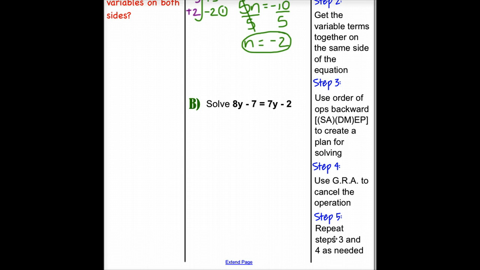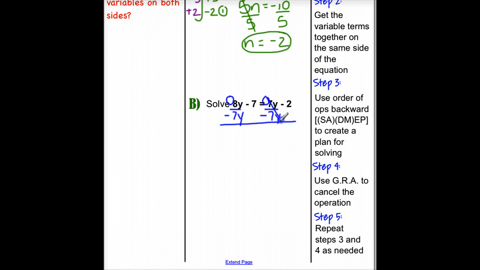Let's move on to our next example, where we have 8y minus 7 equals 7y minus 2. Once again, we don't have any simplifying that we can do on either side because we don't have any like terms. So I need to ask myself, do I want to subtract 8y, which is positive, or do I want to subtract 7y, which is also positive? If I subtract 8y, I will have a negative y term. So I'm going to instead subtract 7y from both sides.